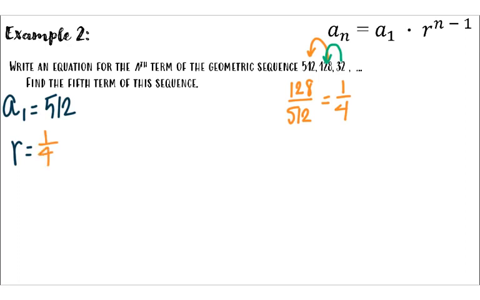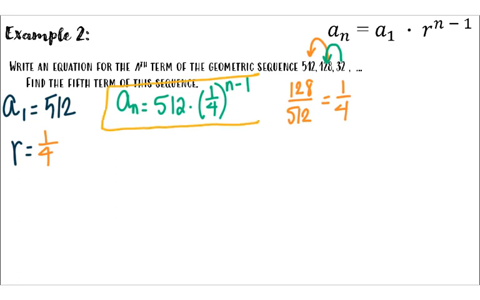So let's make this into an equation. A sub n is equal to 512 times 1/4 raised to the n minus 1. So there's our general equation. You should definitely see n's in your equation because you don't know what number you're looking for. And now we're looking for the 5th number. So A sub 5 will be equal to 512 times 1/4 raised to the number that you want minus 1.